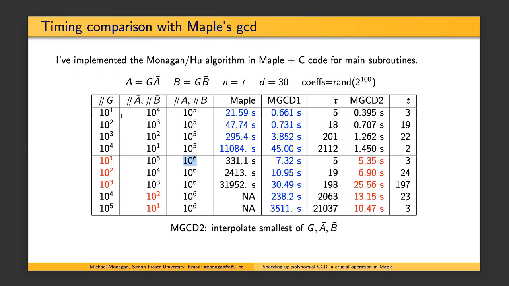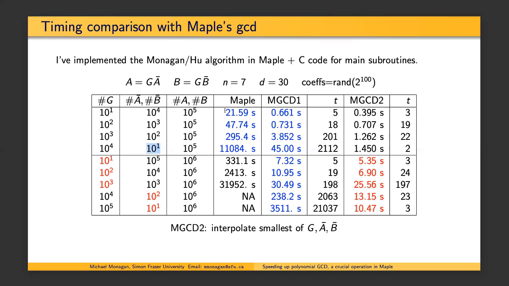I constructed the input polynomials by creating a GCD with 10 random terms and the cofactors with 10 to the 4th, multiplying G times A bar to get A, and it has 10 to the 5th terms. And I have a set of examples here. So G is small, 100 terms, 1,000 terms. So the size of the GCD is getting bigger as we go down the table, and the size of the cofactors is getting smaller as we go down the table.